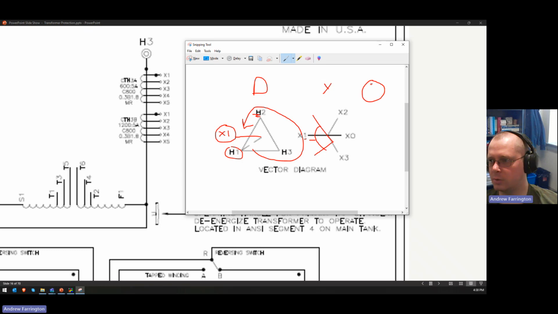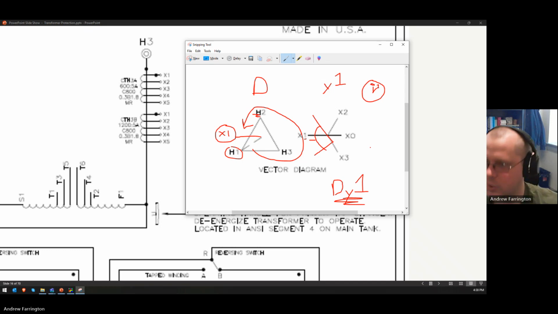where 0 or 12 is here, 1 would be here. These are separated by 30 degrees. So if D is at 0, which is a convention because it's the high voltage winding, Y would follow by 30 degrees and would therefore be at 1 o'clock. So this is a DY1 transformer.